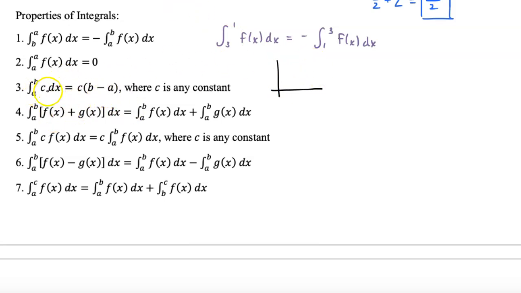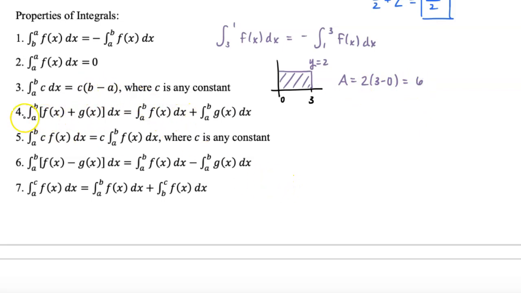So let's say I have the function 2. Well, this is really y equals 2. Let's say that this is y equals 2, and let's say I'm going from an a value of 0 to, maybe, 3. Well, what's this area going to be? This area is really just going to be 2 times the difference, 3 minus 0. That's just going to be 6. So that's what we mean by this.